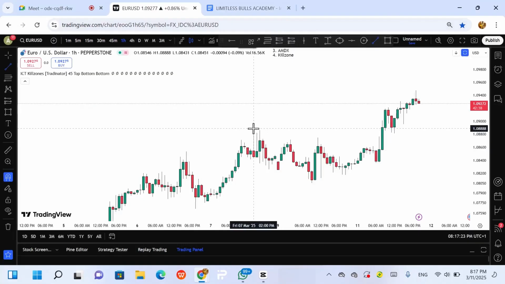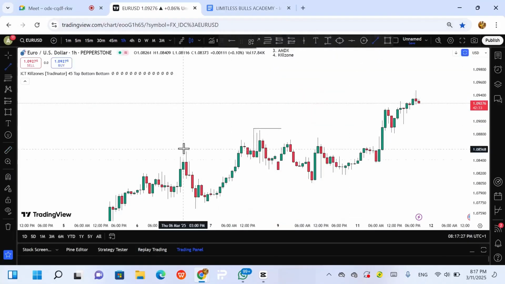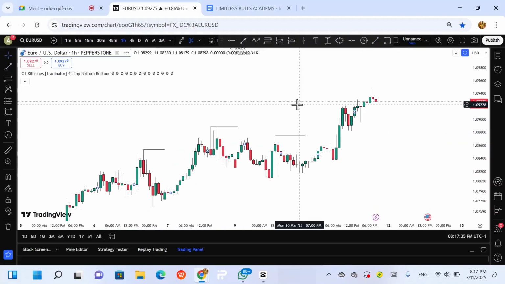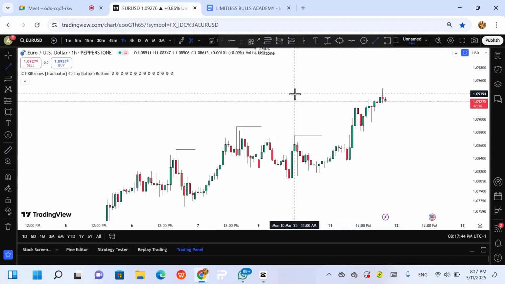First, I can see this is a swing high. I can see this is a swing high, right? Where is another swing high? I can see this is a swing high. Just pay attention. So this is for swing high.